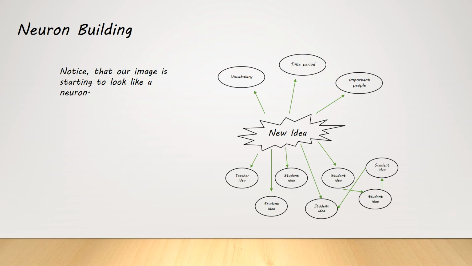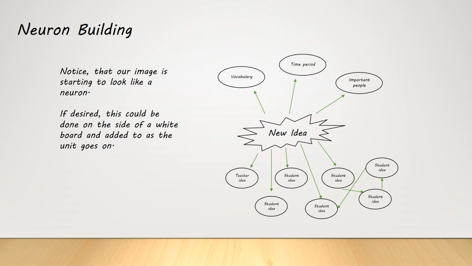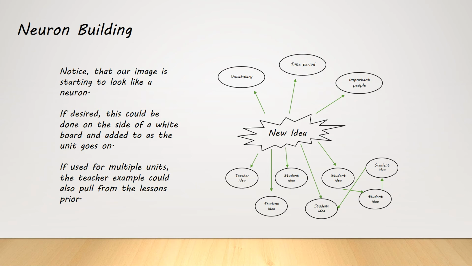Notice that our image is starting to look like a neuron. If desired, this could be done on the side of a whiteboard and added to as the unit goes on. If used for multiple units, the teacher example could also pull from prior lessons. So each time we add a new idea to the board, our teacher idea is going to connect to what we taught the lesson beforehand.